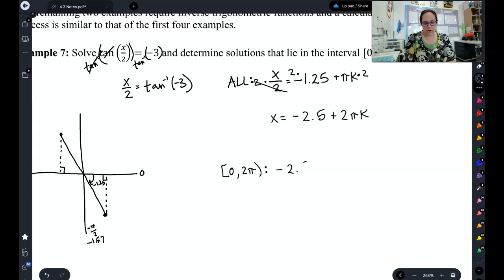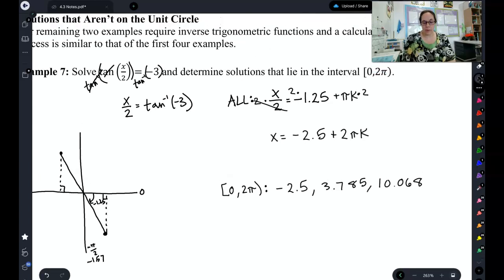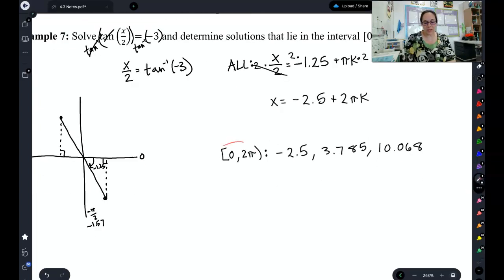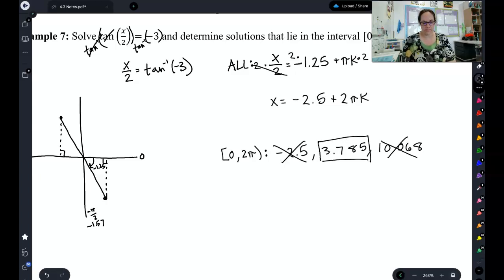So I'm going to start with my first one, negative 2.5, and then I'm going to add 2 pi to it. 2 pi is the same thing as 6.28. So I add 2 pi, and I get 3.785. I add 2 pi again, and I get 10.068. Now remember, I only want the answers between 0 and 2 pi. So I only want my answers between 0 and 6.28, which means I don't want that one, and I don't want that one. Those are outside my restriction. So that is the only answer I want to keep.